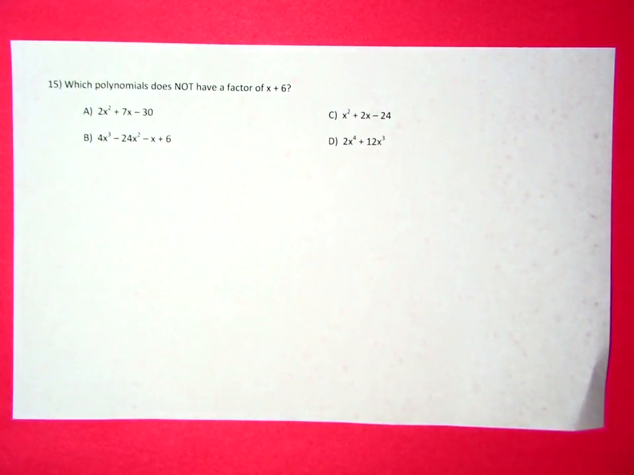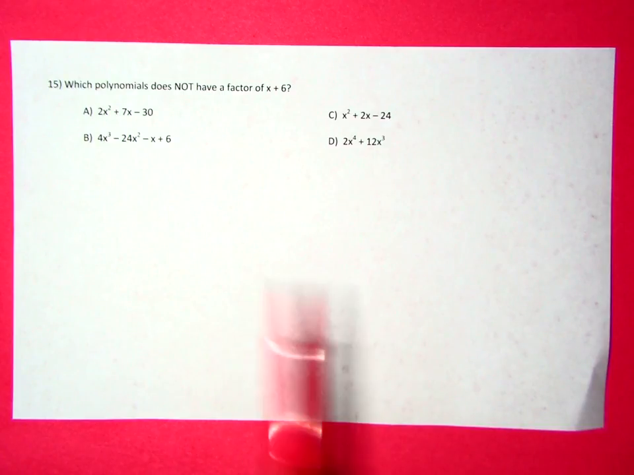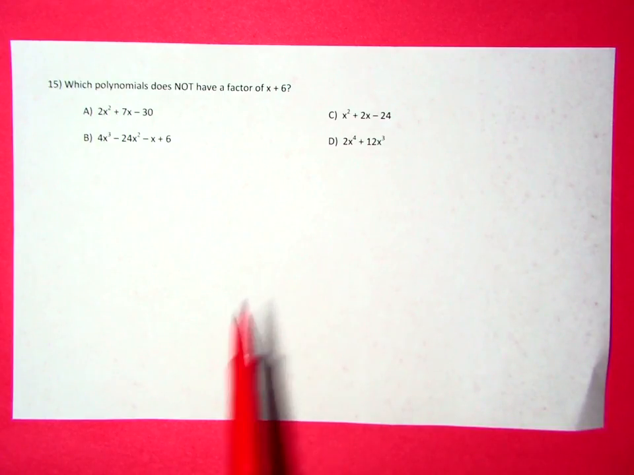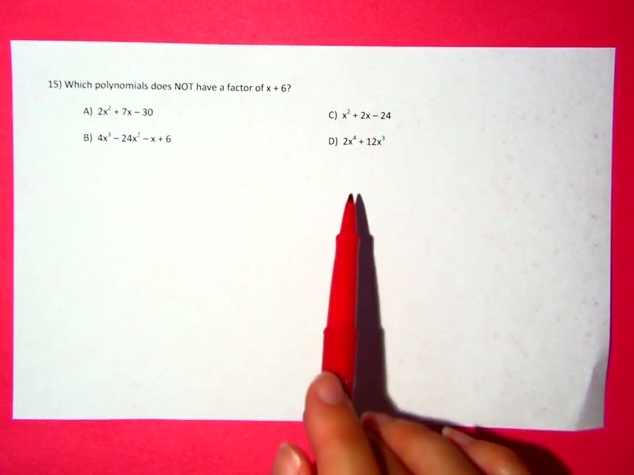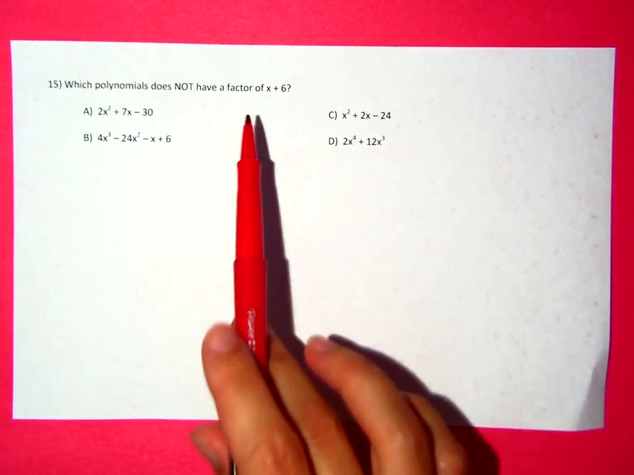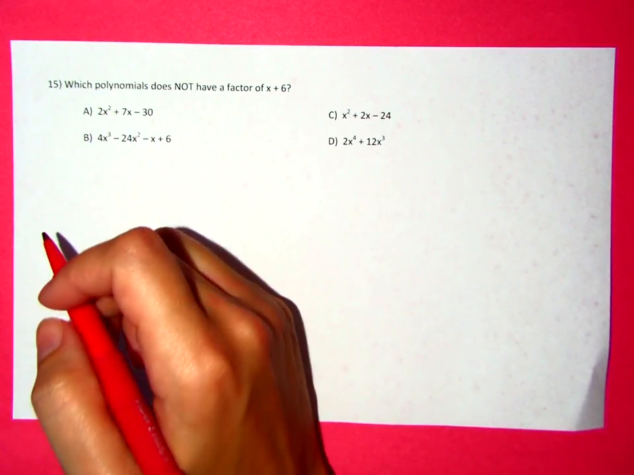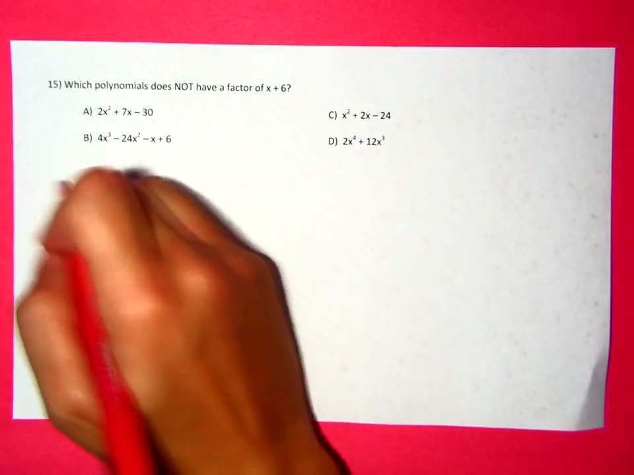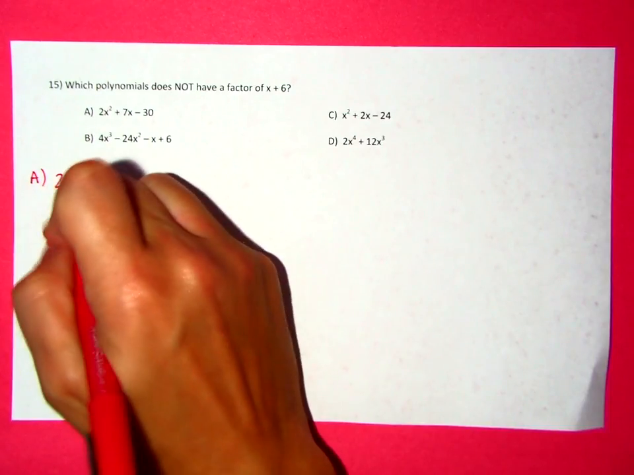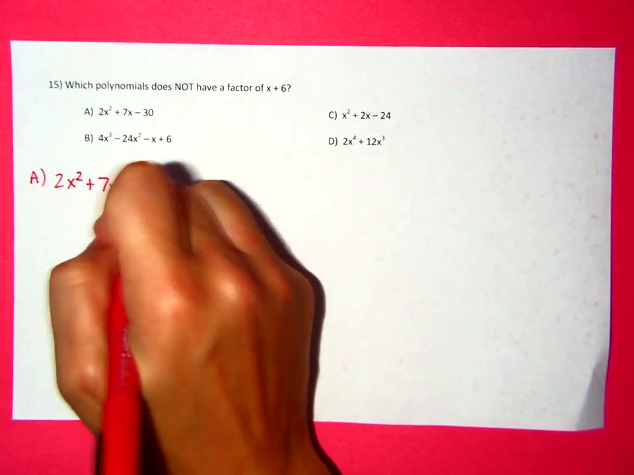In number 15, it says, which polynomials does not have a factor of x plus 6? So what we're looking for is we need to do the factorization of each of these polynomials, and whichever one doesn't have the factor of x plus 6, we'll know that that's our answer. So let's start with the first one, answer choice A. We have 2x squared plus 7x minus 30.